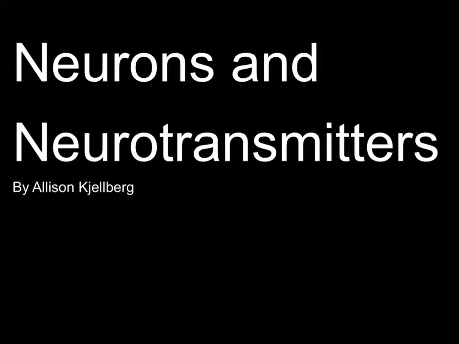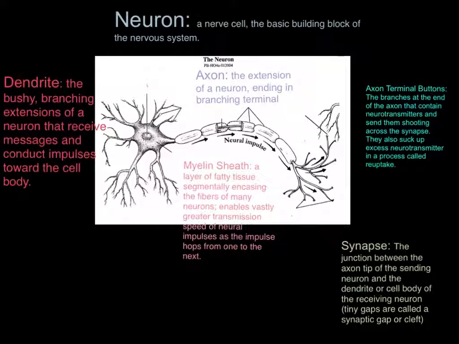Today we're going to learn about some of the parts of neurons and the different neurotransmitters and what those neurotransmitters do. So before we get into the neurotransmitters, we need to learn a little bit about the parts of the neuron. The definition of a neuron is a nerve cell, otherwise known as the basic building block of the nervous system.